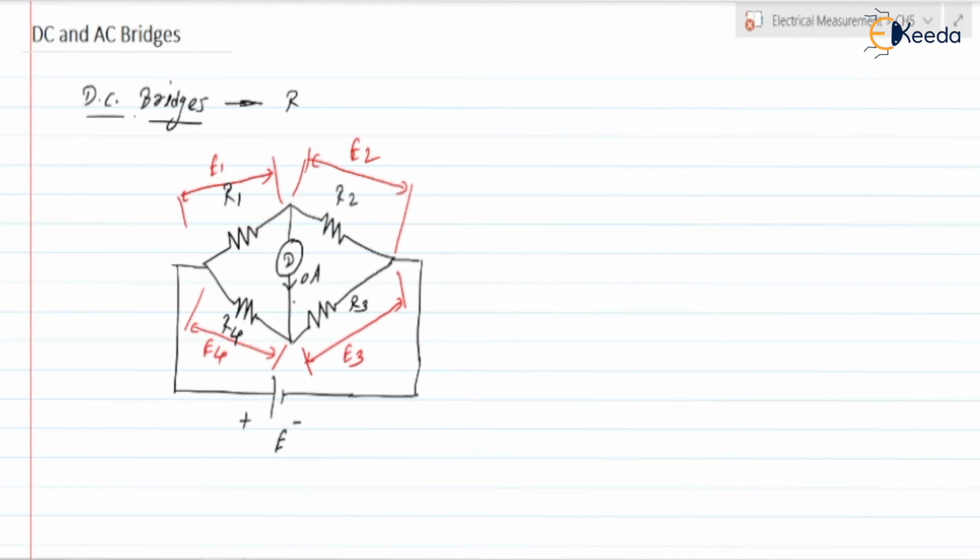this deflector will be 0. So at bridge balance, what happens is that out of these four, two will be the fixed resistors, one will be the standard resistor, and one will be the unknown resistor. So at bridge balance, current flowing through the galvanometer will be 0, or deflector current is equal to 0 ampere.